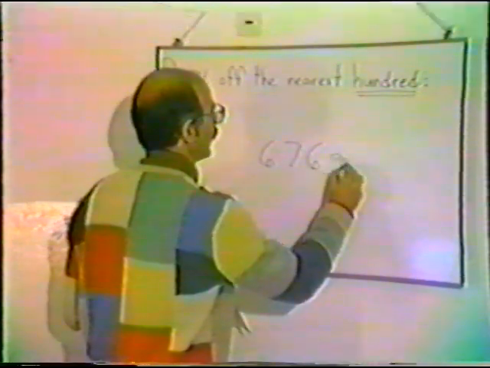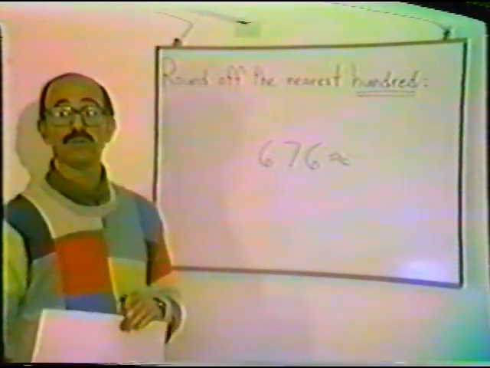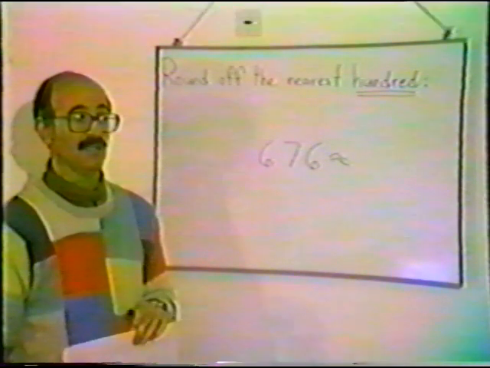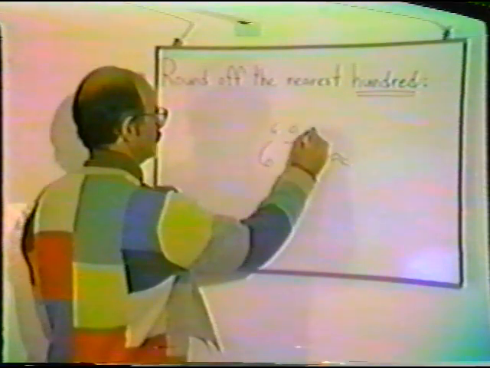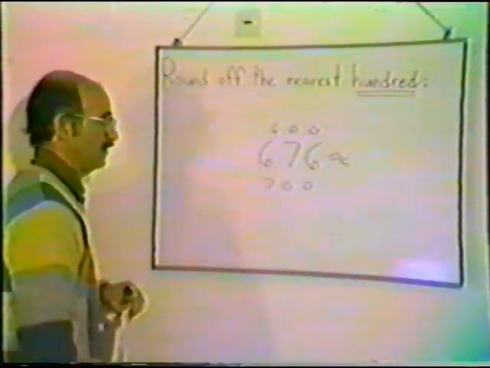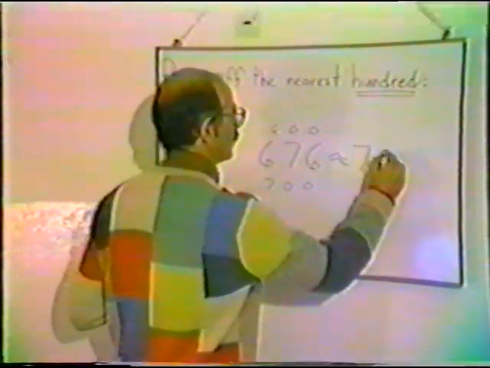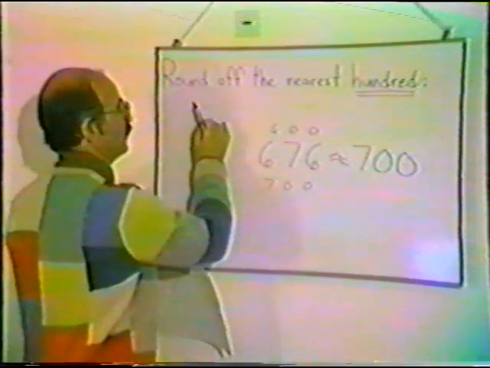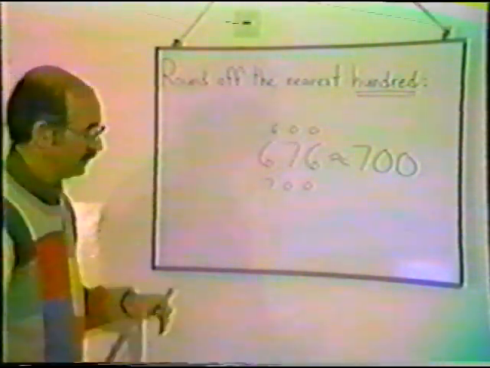676. Counting by hundreds, what two numbers is that in between? 600 and 700. And which is it closer to? 700. So 676 rounded off to the nearest 100 is 700.